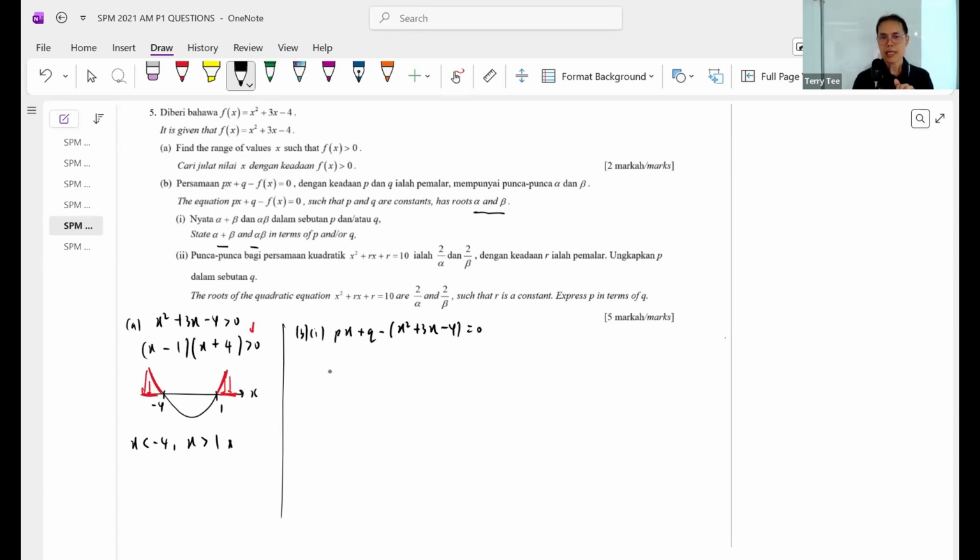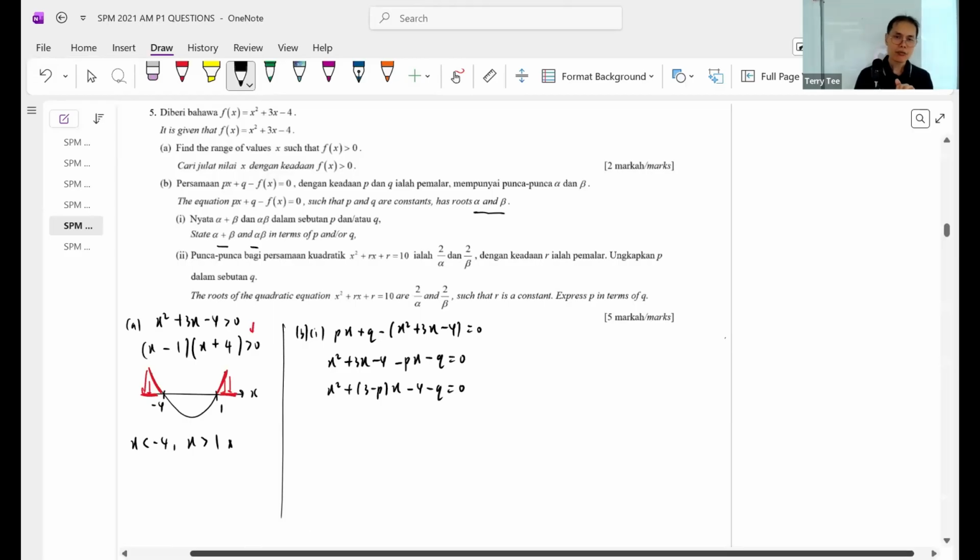I like to throw everything to the right hand side because I would like my coefficient of x squared to be positive. So I throw over x squared plus 3x minus 4. The px I bring over becomes minus px, q becomes negative. And I like to factorize the coefficient of x. Put it together, minus 4 minus q equals 0. Right? So why do I do that? I want to identify my ABC, right? Guys, you all know this, right? Your A is what? A is 1. This is your B. This is your C. So we're going to do our SOR, POR.